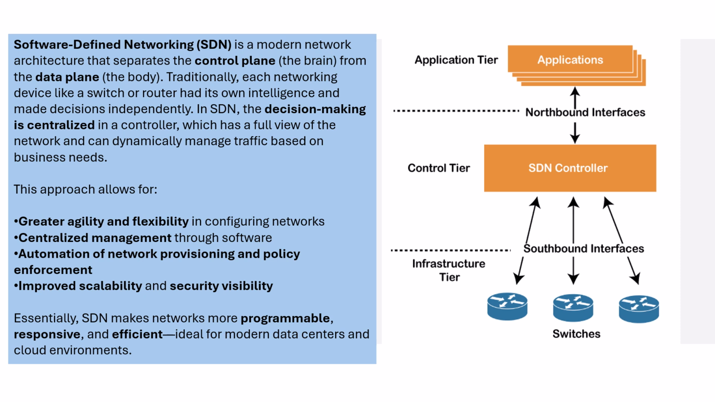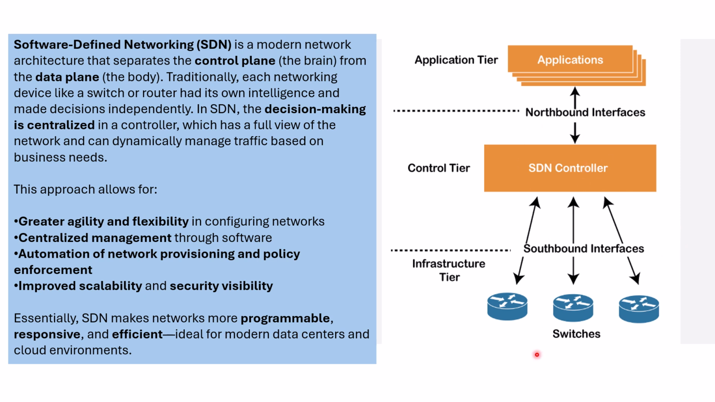Traditionally, each networking device, like a switch or a router, had its own intelligence and made decisions independently. Routers still do, but a lot of companies are using SDN. The companies using traditional routers and switches are doing the same thing that has been done before. But in SDN, the decision making is centralized in a controller, which has a full view of the network and can dynamically manage traffic based on business needs.